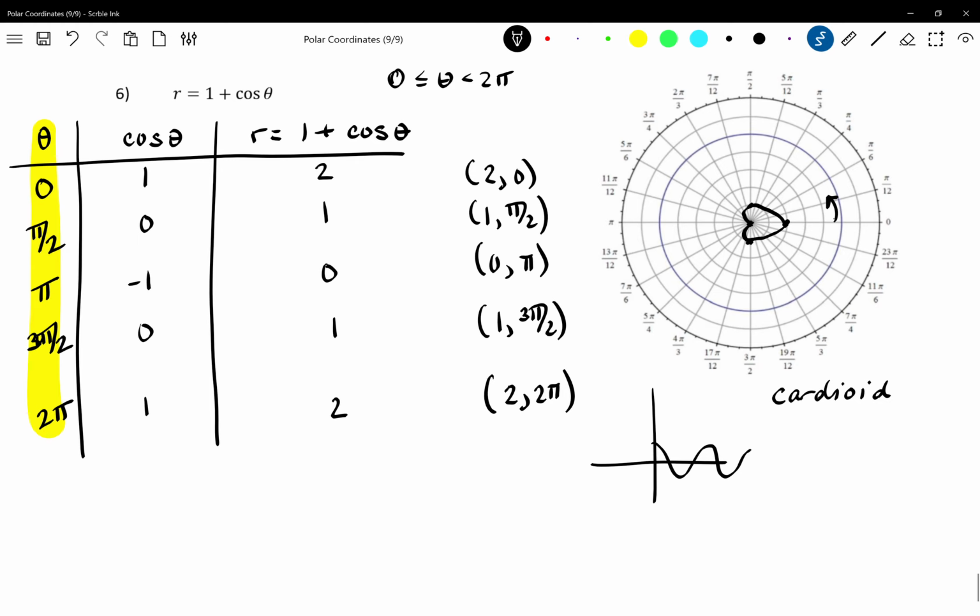This is called a cardioid. And it looks like a little heart, doesn't it? So it loves math, apparently. So again, notice that it's centered around the x-axis, and that makes sense because of the cosine. But if you plotted more points, this is where you would end up.